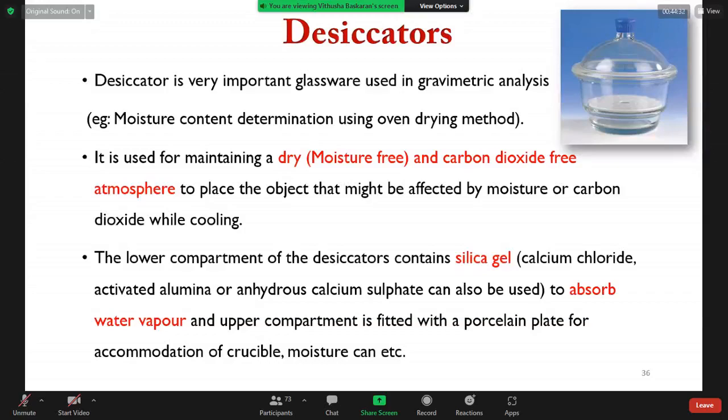And above this, you can observe a glass rim, which is coated with Vaseline or a petroleum grease. So this glass rim is coated with the Vaseline or the petroleum grease. So this will provide the airtight condition. For that, if you coat it with the Vaseline or the petroleum grease, carbon dioxide or any other air will not pass inside. So it will provide an airtight condition. Okay, for that purpose, Vaseline is coated.